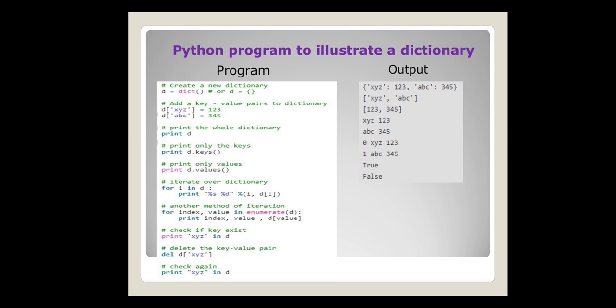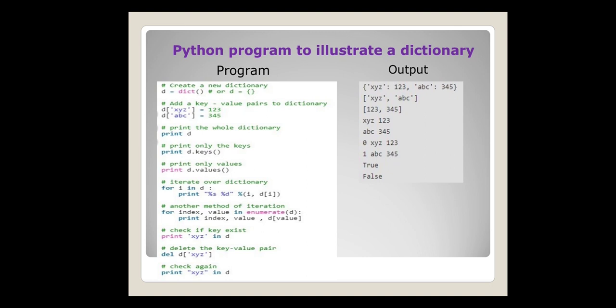Here %s and %d are the format specifiers. Our key is in the format of a string, so that's why we are using the format specifier %s, and the value is numeric, that's why we are using the format specifier %d. So it will print all the elements by using iteration. It will print xyz 1 2 3, then abc, again key and value 3 4 5.